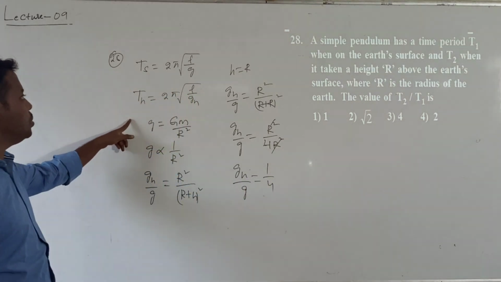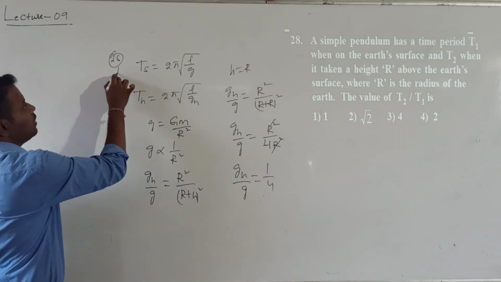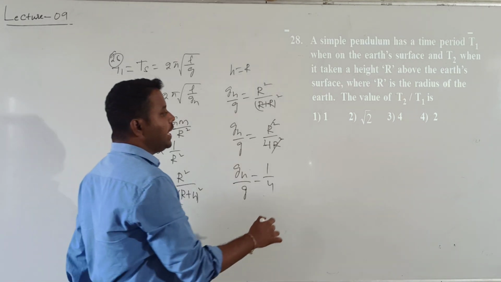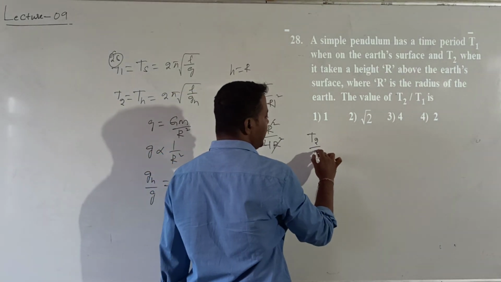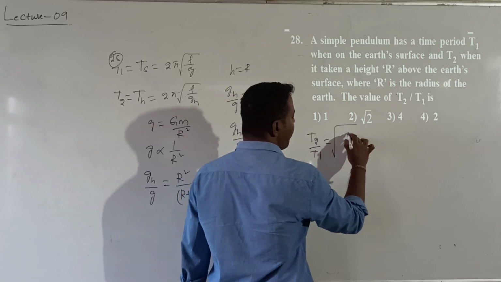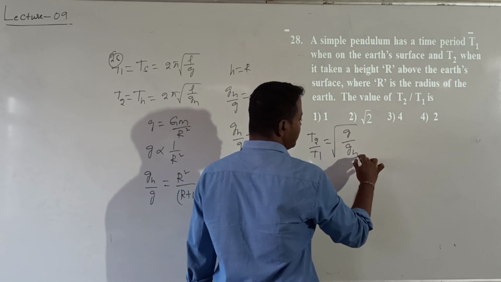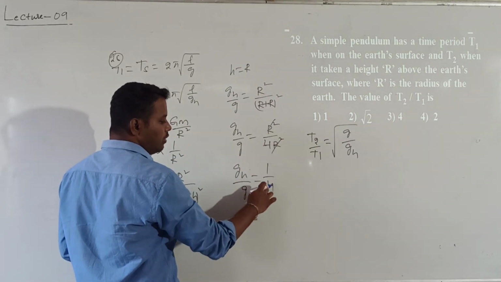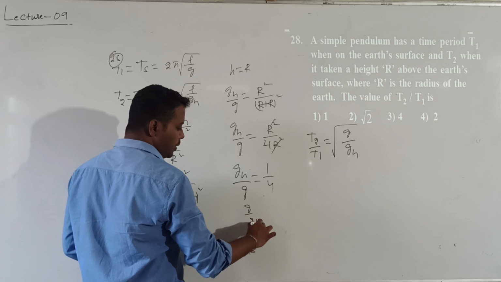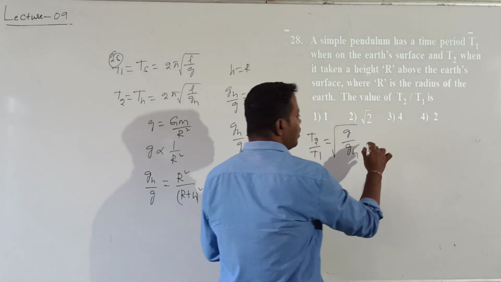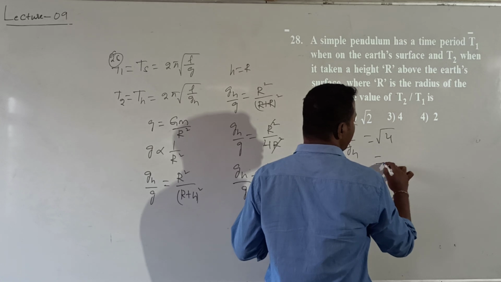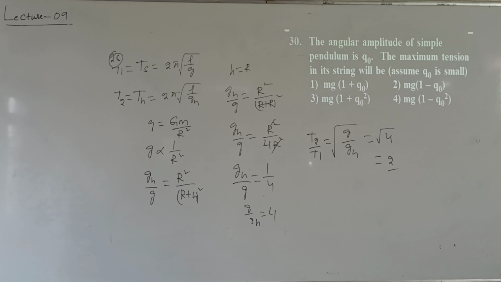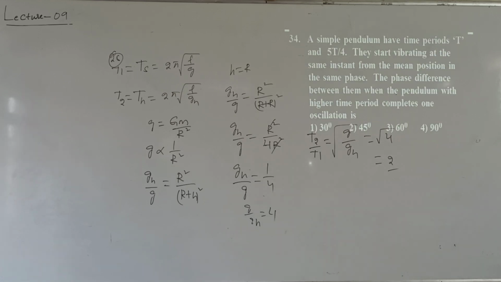Now they are asking the ratio. This one they called T1 and this one they called T2. They are asking the ratio T2 by T1. T2 by T1 is equal to root over g divided by g_h. So what is the g divided by g_h value? g_h by g value is 1 by 4, so g by g_h value is 4. Then which is equal to root 4. That root 4 value is equal to 2. Question understood? Simple one, so directly you can calculate. So this question, that is 28.